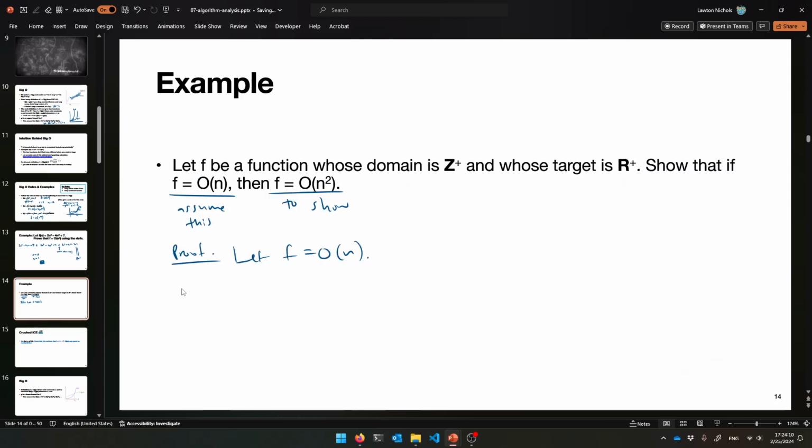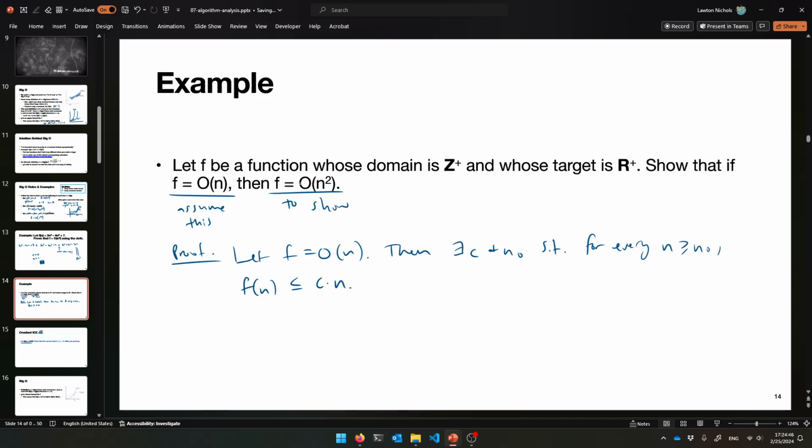And this was the function g. g was just n. Then, according to the definition of big O, there exists a c and n naught such that for every n greater than or equal to n naught, f of n is bounded above by c times g of n, and g of n is just n, c times n. Right, so I have that. That's what I'm assuming.